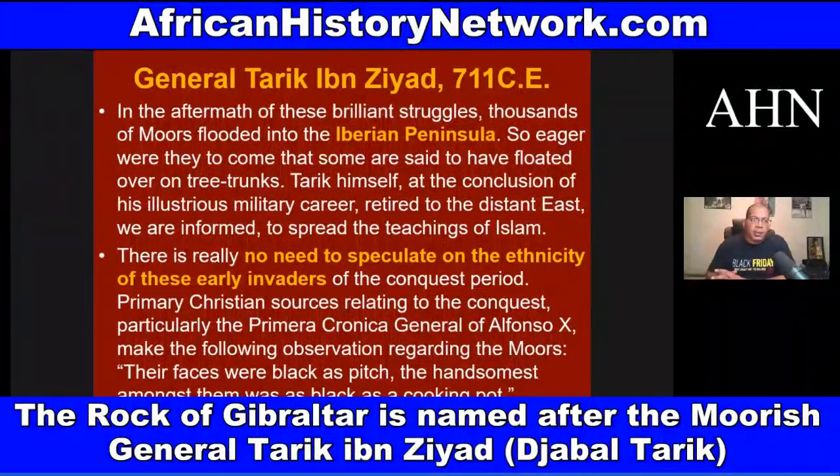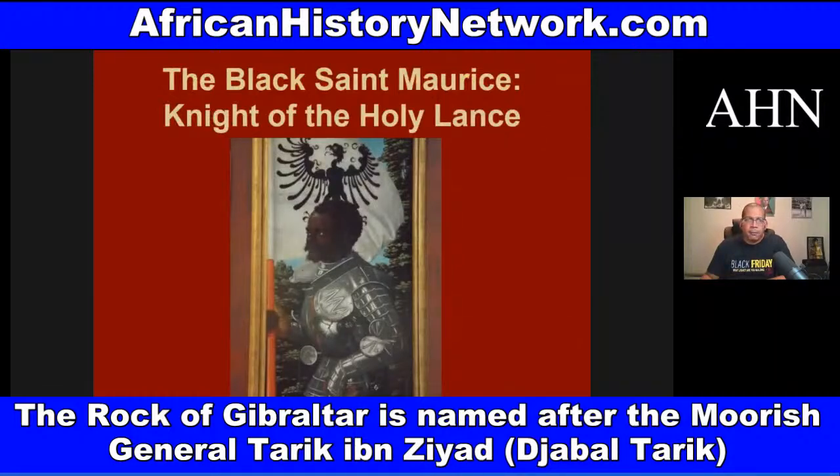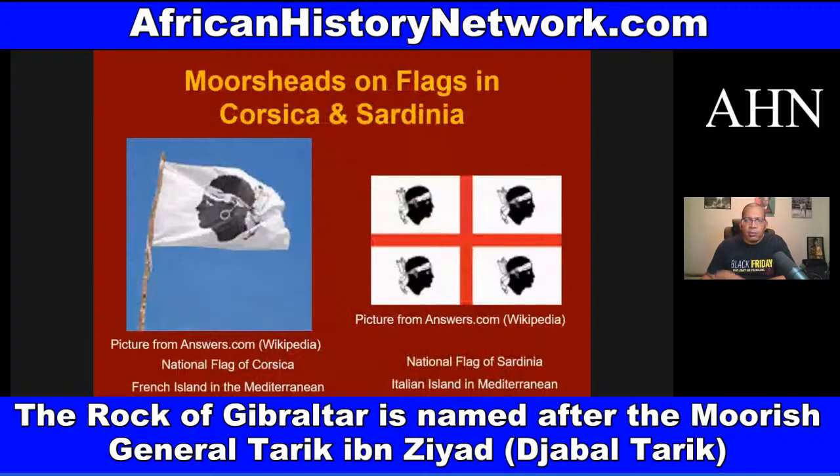Okay, there's really no need to speculate on the ethnicity of these early invaders of the conquest period. Primary Christian sources relating to the conquest, particularly the Primera Crónica General of Alfonso X, make the following observation regarding the Moors. Their faces were black as pitch. The handsomest among them was as black as a cooking pot, black as a cooking pot. So we talk about the Black Saint Maurice as well, who became a patron saint to Germany. So we deal with a lot of history in this class. You're going to learn a lot.